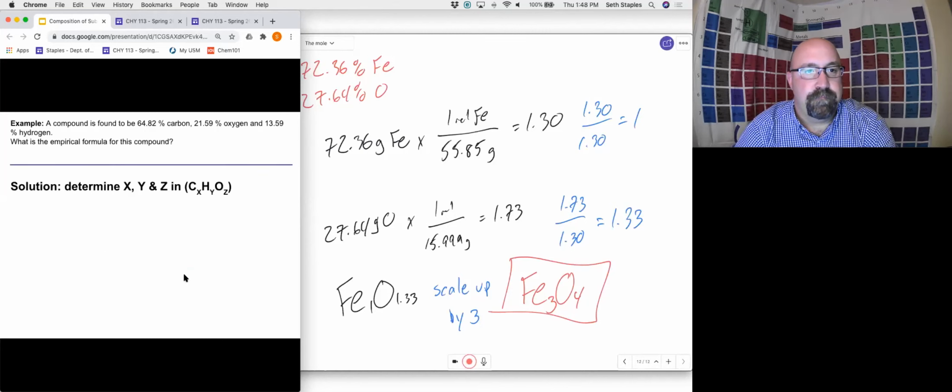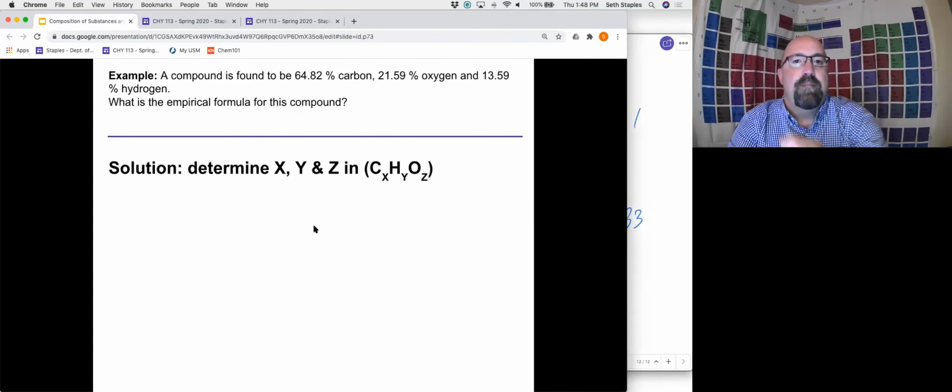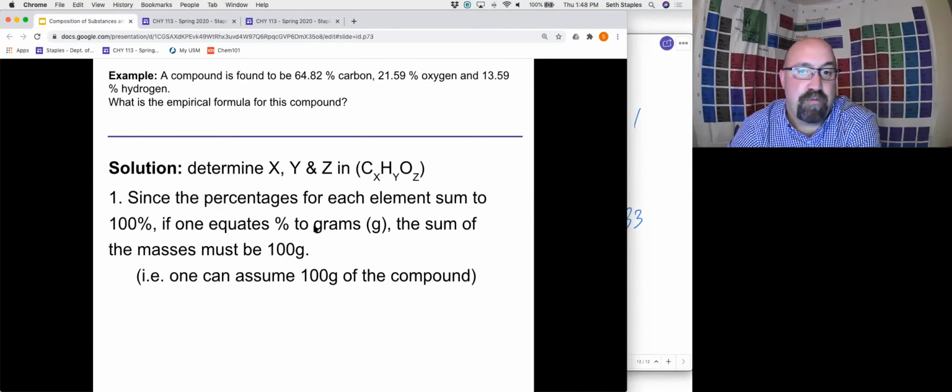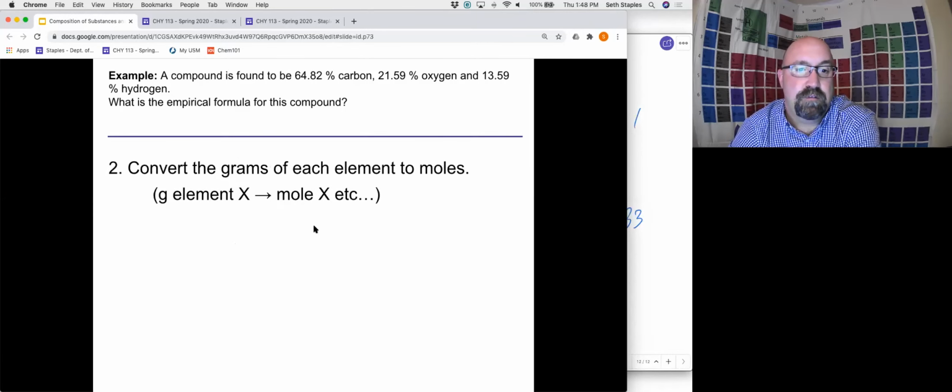So here's just another example, probably written out a little bit neater than what I'm trying to write on my whiteboard. Here we have a compound, 64.82% carbon, 21.59% oxygen, 13.59% hydrogen, and we want to find the empirical formula. So we go through the same exact process. We're going to convert each of those percentages to grams. We're then going to convert each of those grams to moles. This is the same thing that I did on the whiteboard. We just see it here all typed out, nice and neat.